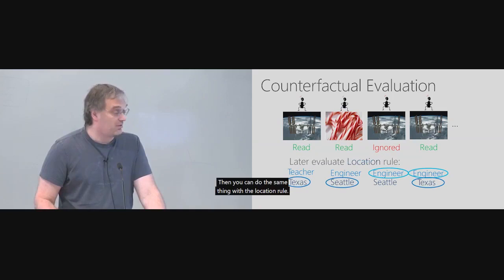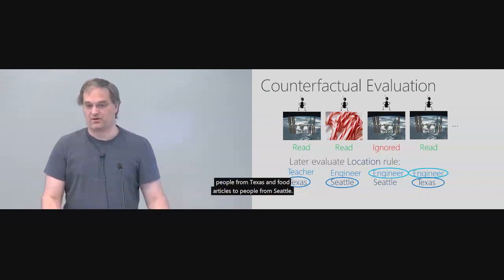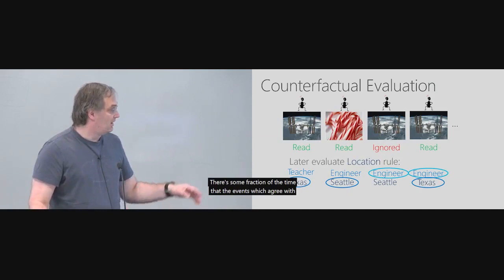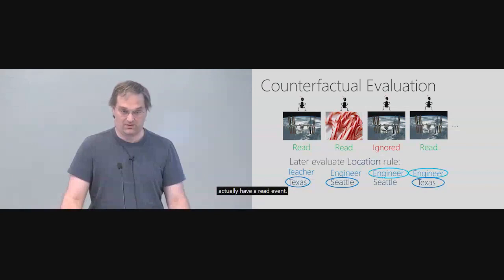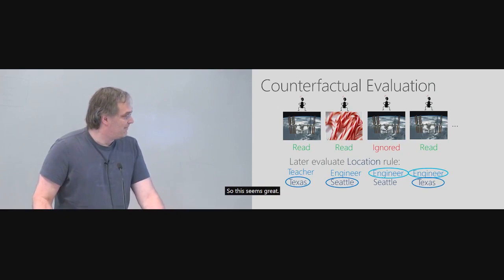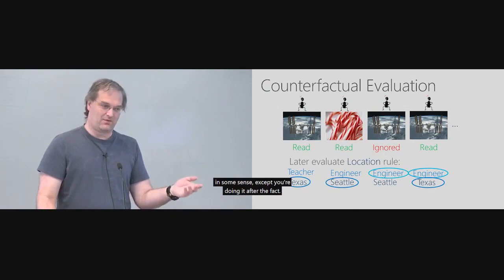Then you can do the same thing with the location rule. So suppose we wanted to display space articles to people from Texas and food articles to people from Seattle. There's some fraction of the time that the events which agree with that rule occur in the data. And then for those events, some fraction of the time that you actually have a read event, so you have a reward. Okay, so it seems great. This is very much like an A-B test in some sense, except you're doing it after the fact.